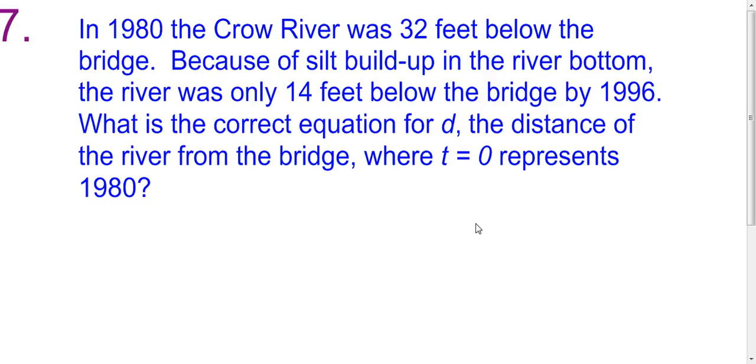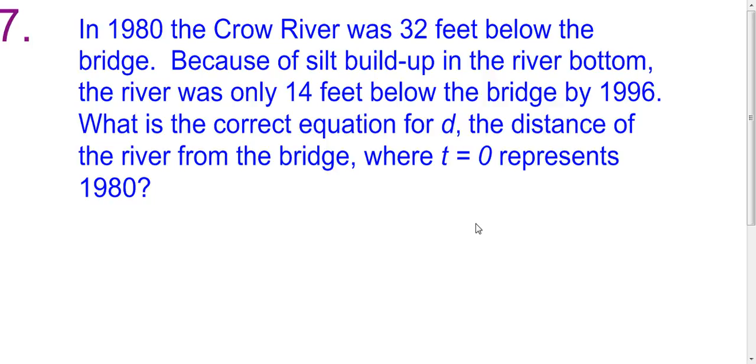In 1980, the Crow River was 32 feet below the bridge. Because of silt buildup in the river bottom, the river was only 14 feet below the bridge by the year 1996. What is the correct equation for d, which is the distance of the river from the bridge, where t, which stands for time, equals 0 at 1980? Basically what that means is they're starting to count the time in the year 1980. The reason they would want to do this is they're trying to come up with a trend, at which point, if the river continues to rise, the bridge will be useless and not be above the water anymore. And so these are reasons why they would use an equation similar to this, okay?